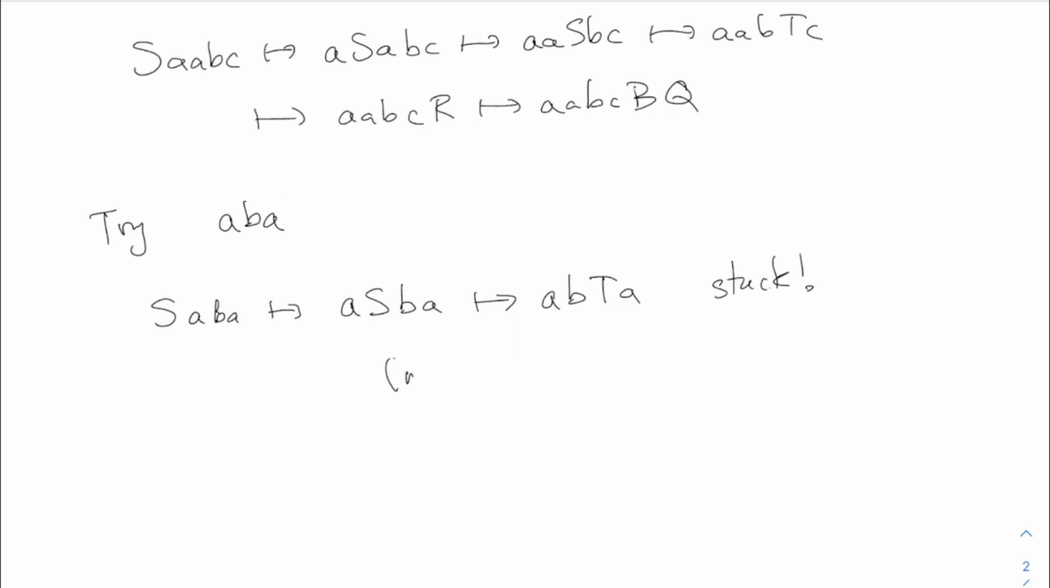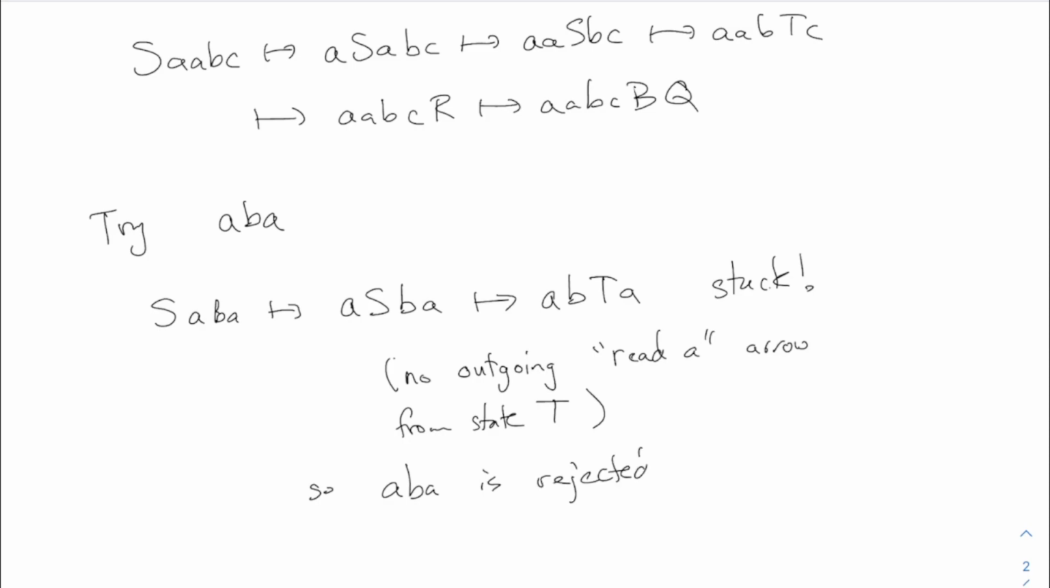This is because there is no outgoing read A arrow from state T. And so that means A B A is rejected. This is typically how a string will be rejected on a Turing machine, if the machine just stops and can't go any further. All right, that's how we do it.